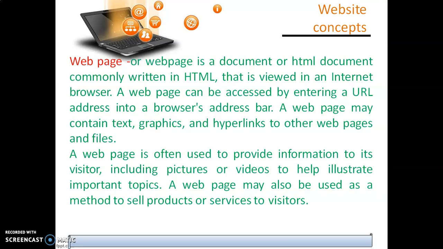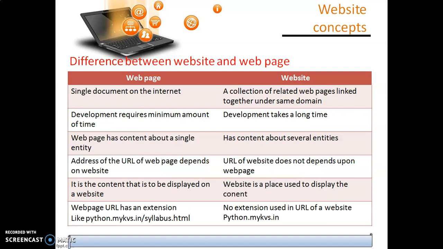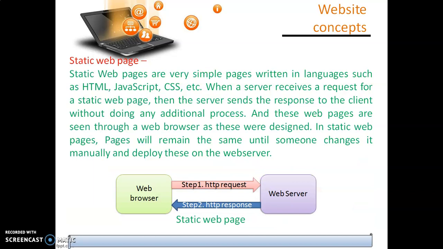Now we are on the topic of what a web page is. I told you that a web page is a document, commonly written in HTML. A web page is often used to provide information to its visitor. These are the differences between a web page and a website. So now let me start today's session with the two types of web pages we have discussed. First one is static and the other one is dynamic. Now let me start with the static.